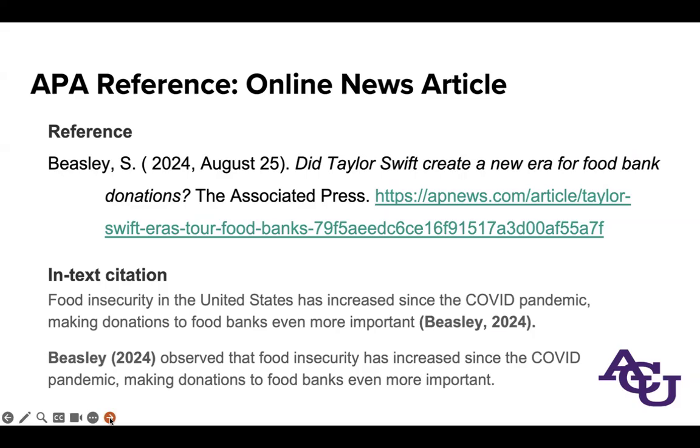For the source, we have the name of the news website, which in this case is the Associated Press. And then the source is followed by the URL, again, preceded with https://. To cite in your reflection, you can use the author's last name and the year, separated by a comma at the end of a paraphrase sentence.